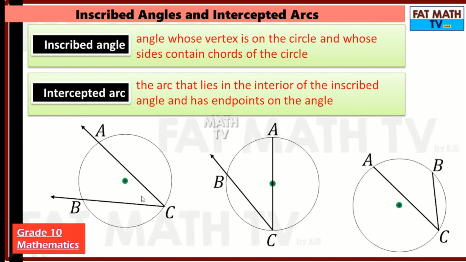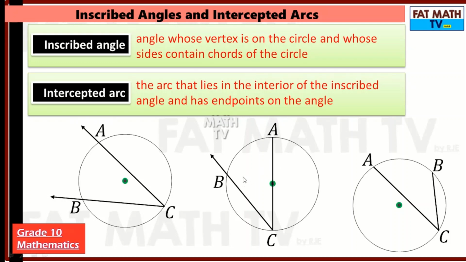For the first one, angle ACB is the inscribed angle. It's formed by rays CA and CB. The intercepted arc of this angle is the arc that lies in the interior of the inscribed angle and has endpoints on the angle. So the endpoints are A and B, and the intercepted arc of angle ACB is arc AB.